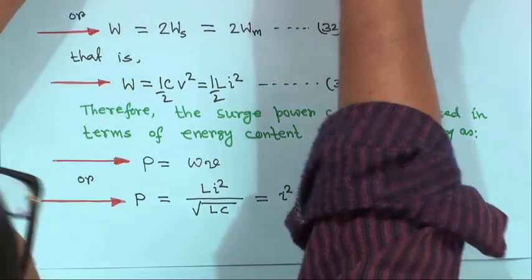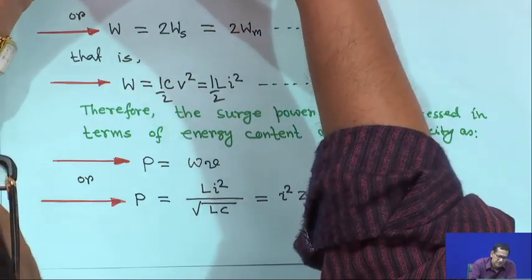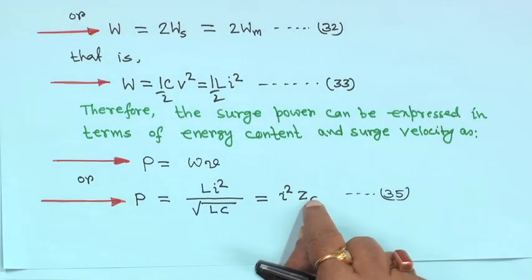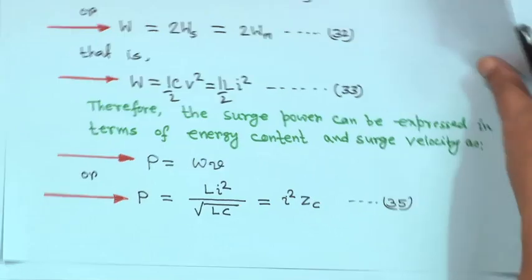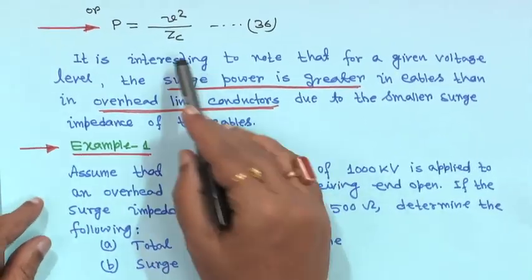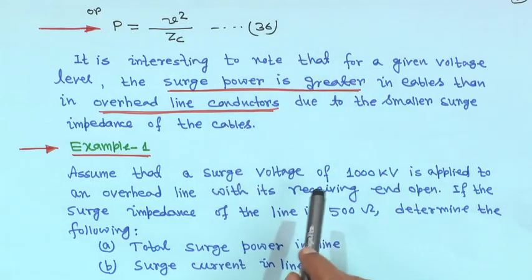Another way you can write this is V square by ZC, because I is equal to V by ZC. So, it will be V square upon ZC square, one ZC in the denominator will be cancelled. Therefore, you can get that P is equal to V square by ZC. So, this is equation 36.